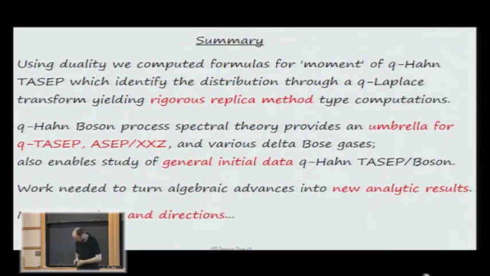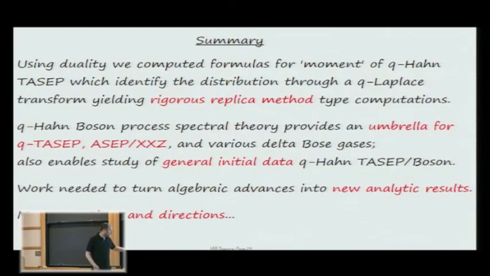So the summary is that I set out to describe to you a sort of rigorous replica method, a way of lifting up and making sense of, from a mathematical perspective, these calculations that physicists have been doing. In fact, we saw that by going up to these higher levels, we not only got a rigorous replica, but we got a lot of interesting mathematics. We were able to, in some form, create an umbrella for Q-TASEP, ASEP, XXZ, various other delta Boson gas type objects. We were able to prove Plancherel theories for these, which have some implications with respect to general initial data.